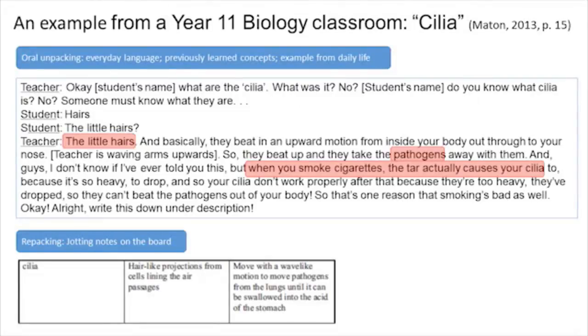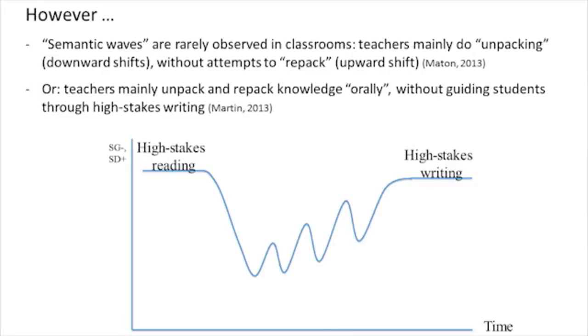So on the blackboard, the teacher is writing on the table: cilia, the technical term, on the left column, and then the key notes, and then a summary definition. So that's helping students to repack, with the oral unpacking, the contextual explanations, and then the repacking to the technical discourse. So here, with high-stakes reading, usually highly condensed, and then unpacking, making it less condensed and highly contextual, and then repacking it back to the high-stakes writing, the technical discourse.